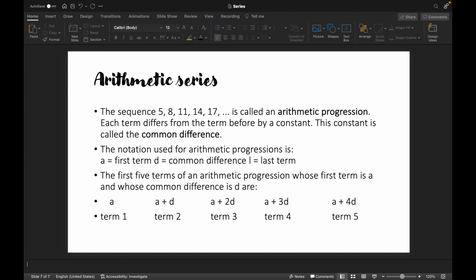So the general formula for the series is a plus n minus 1 d. If you want to find the nth term of the arithmetic series, then you will have to use the formula a plus n minus 1 d. For example, let's see the fourth term. That means a plus 4 minus 1, which is 3d, so you know that's correct. And that's the introduction to arithmetic series.